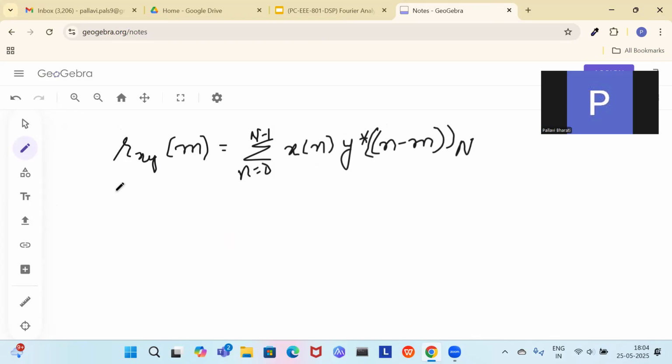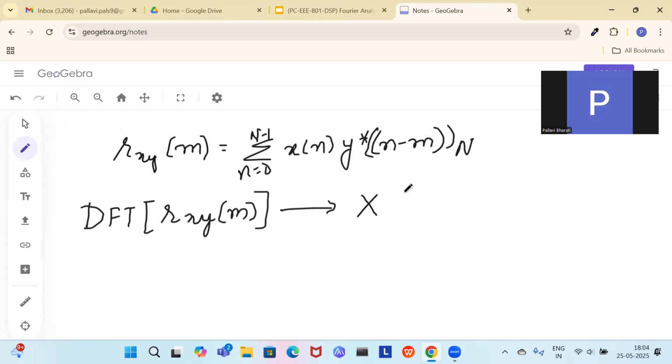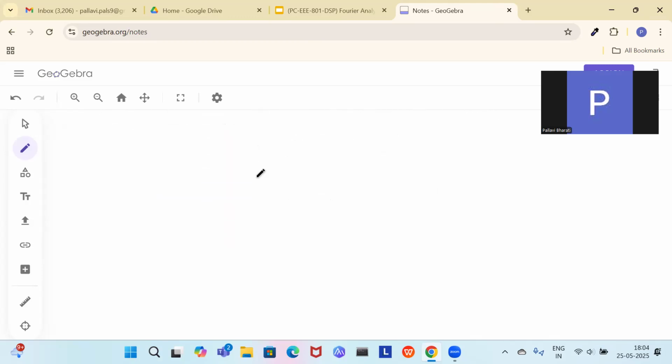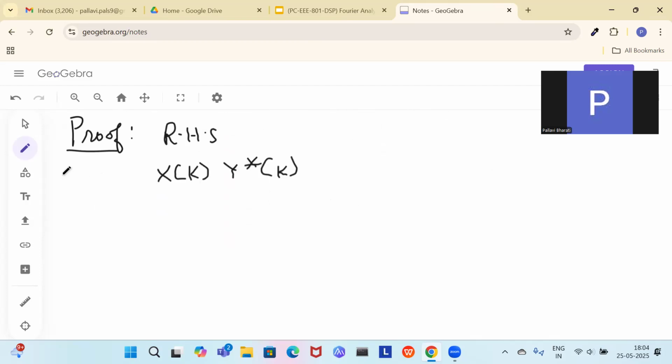Now, for the DFT case, what we have to show is that the DFT of the circular correlation of x and y is given as X[k] into Y star [k]. That is it. Let's go ahead and do the proof for this part. For the proof, we are going to start from the right hand side, where we have X[k] and Y star [k], and we will take the inverse DFT of this.